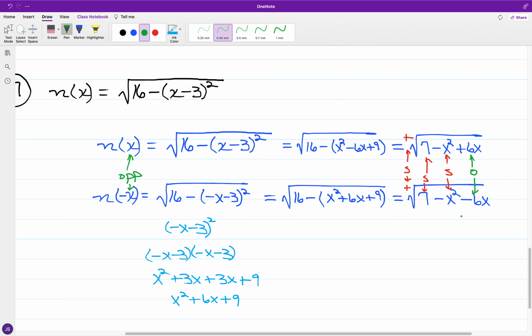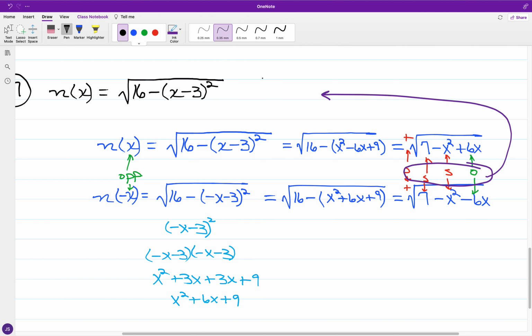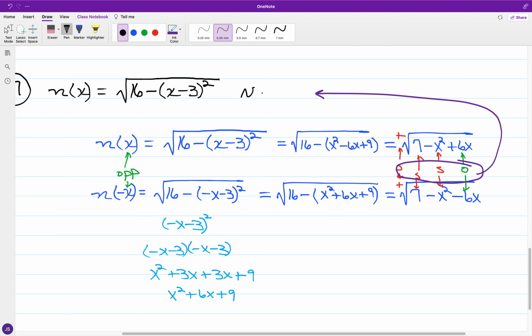And since we don't have the same throughout, thanks to the offset created by the 6x from the first and the negative 6x from n of negative x, that means that this particular function is not going to be odd or even. So you have this mode of inconsistency. And so it's going to follow that n of x is neither odd nor even.